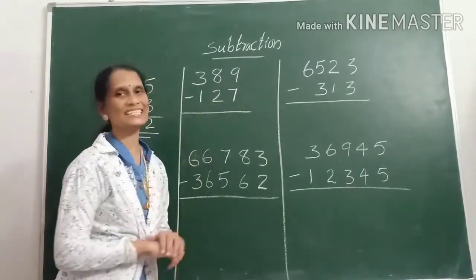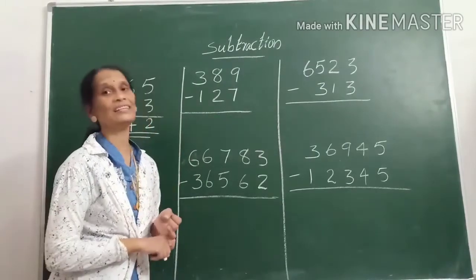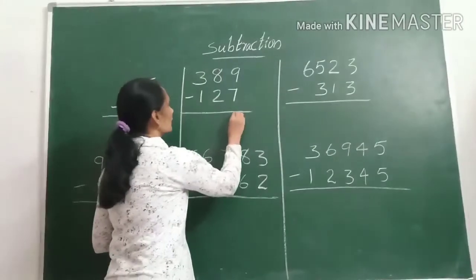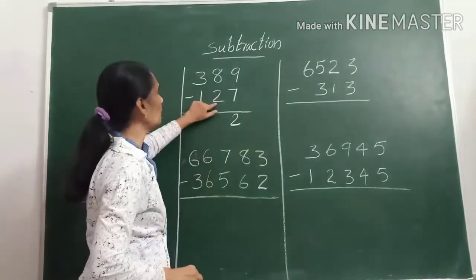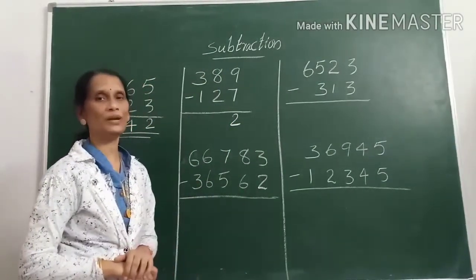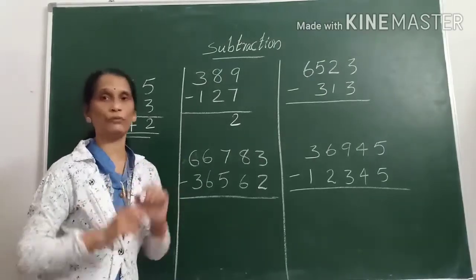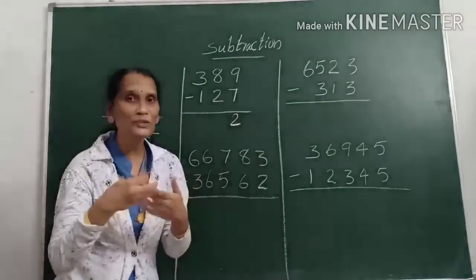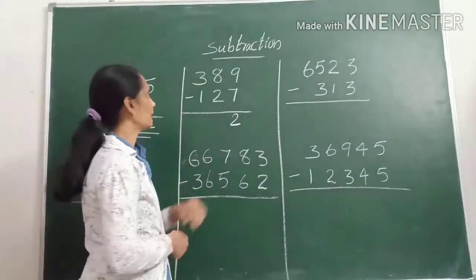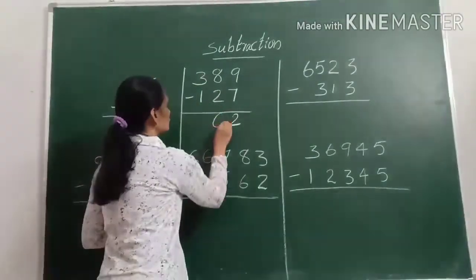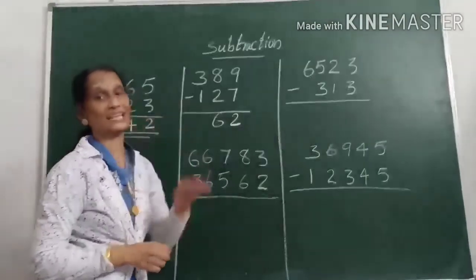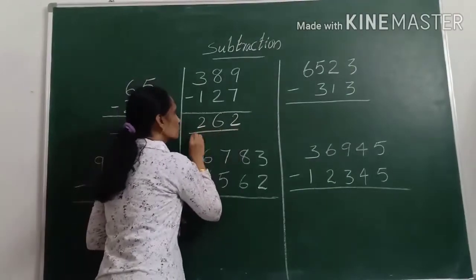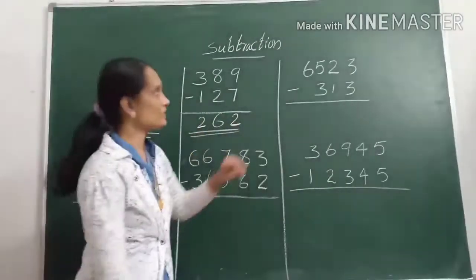7 plus how much is 9? 7 plus 1, 8. 7 plus 2, 9. So we write 2. 2 plus how much is 8? 2 plus 6 is equal to 8. If you learn the addition table, automatically that will be coming to the tip of your tongue. So 2 plus 6, 8. And 1 plus how much is 3? 1 plus 2 is equal to 3. So what is the answer? 262.